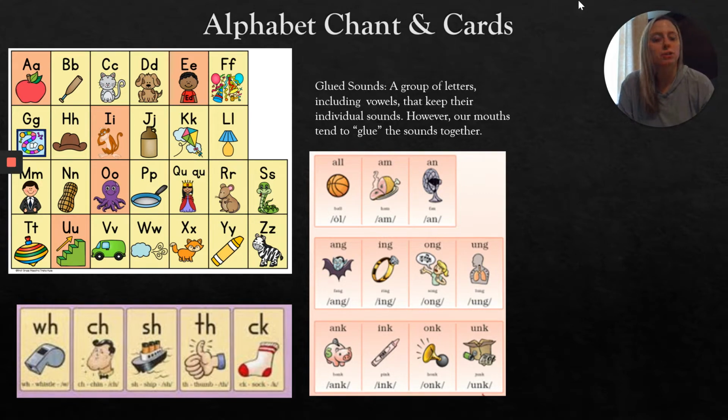Now, a glued sound is a group of letters which may include vowels, and they keep their individual sounds, much like a blend does. However, we call them glued sounds because our mouth tends to glue those sounds together. You don't always hear the individual sounds very clearly. So what we're going to do is go through our flashcards, have your child say the sound. If they get a sound incorrect, you can pause this video and help them to fix it.